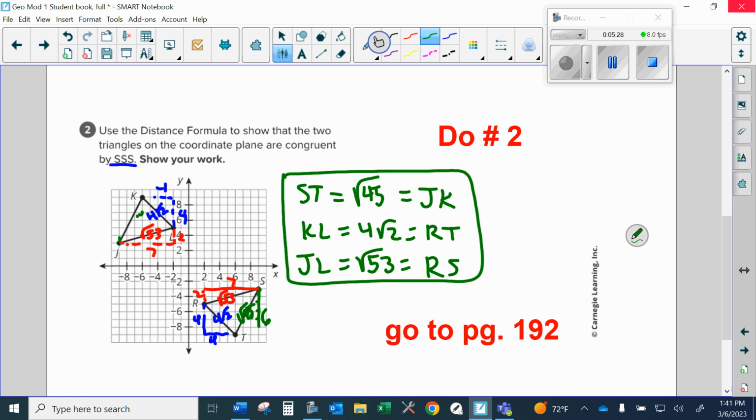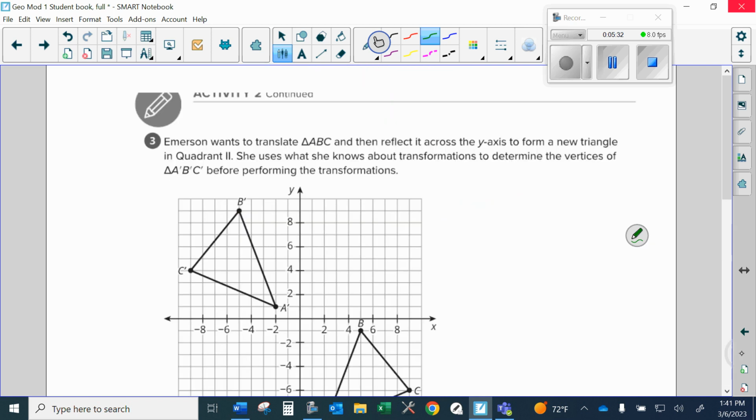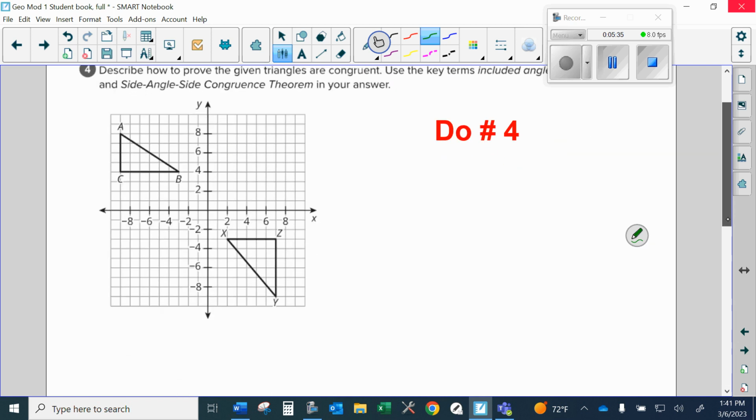All right, go to page 192 now. So it's 2 pages ahead. And we're going to do number 4 here.